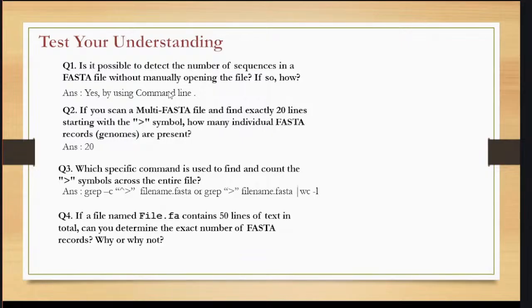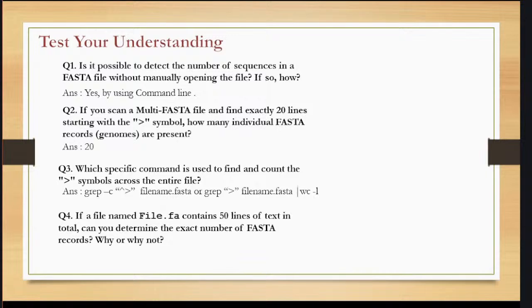Yeah, so without knowing how many greater-than symbols are occurring, we cannot really determine the number of FASTA records. You cannot understand with the 50 lines how many FASTA records are there in this multi-FASTA file.